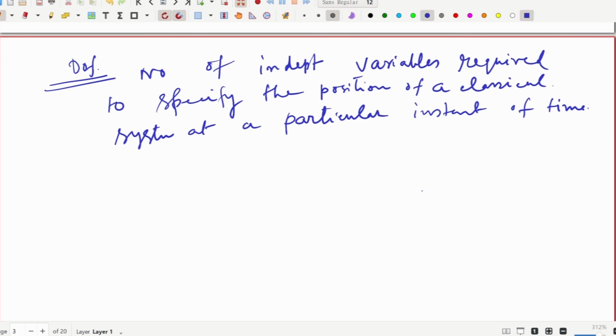But the important thing is the number of independent variables, and also the particular instant of time. So, at one particular instant of time, what variables are required to specify this? Let me consider a few examples, and let us consider free motion first.